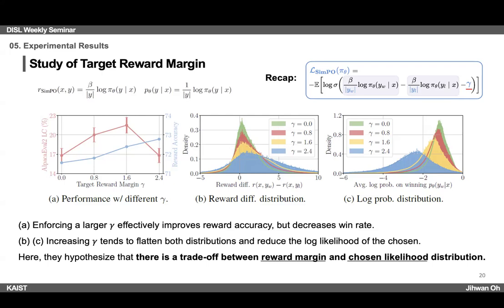And the middle plot B shows the distribution of reward differences. As gamma increases, the curves flatten and shift, indicating that the reward separation becomes broader but less distinct.